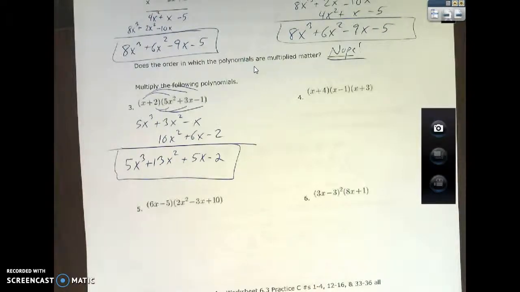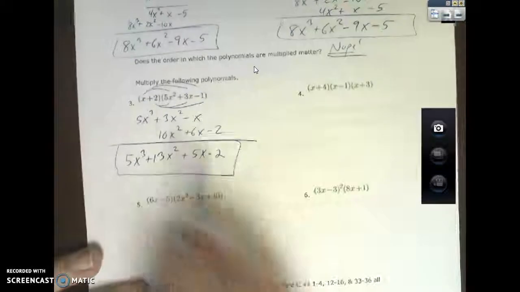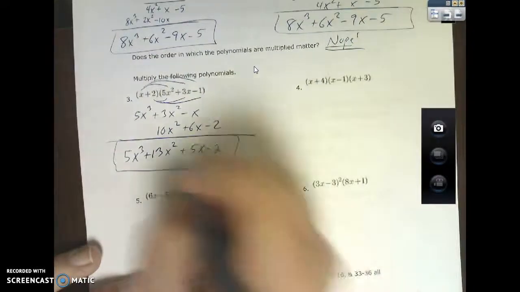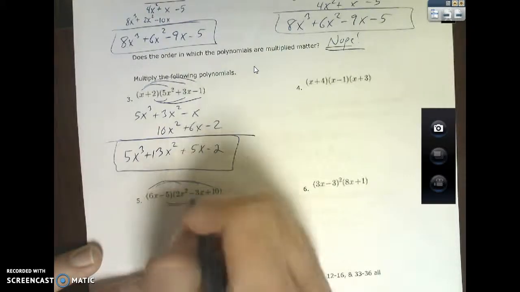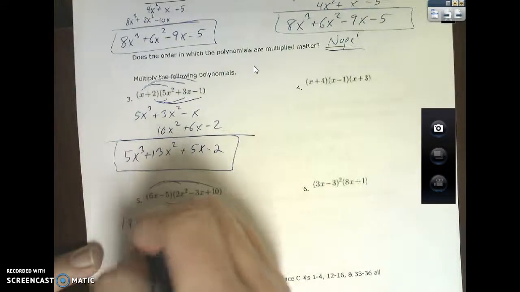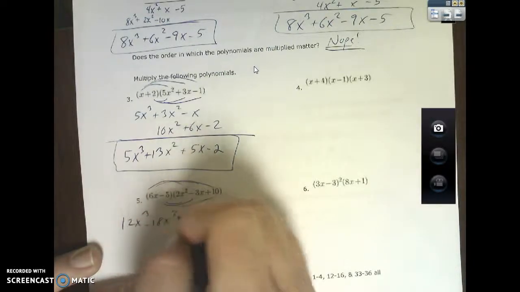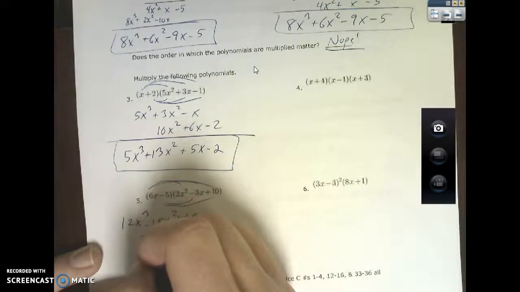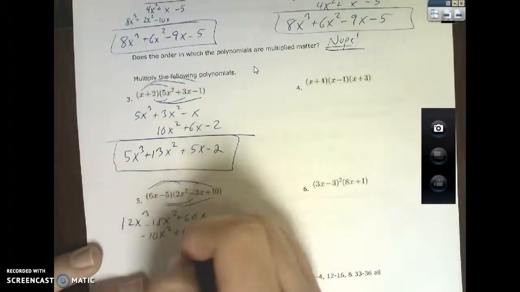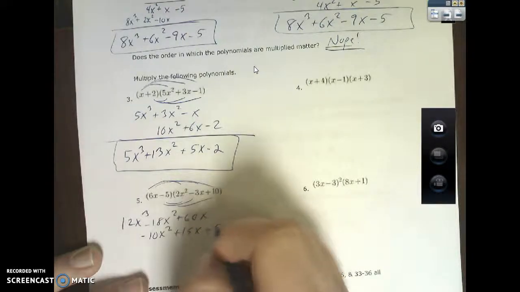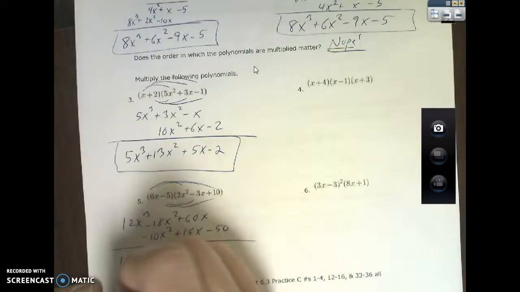Okay. Now, you'll notice that these 2 are similar. So let me just do number 5 real quick while we're on it. It's the same exact way. Distribute this across. Just higher numbers is why it's a little more frustrating. 12x cubed minus 18x squared plus 60x. Negative 10x squared plus 15x minus 50. Combine like terms.